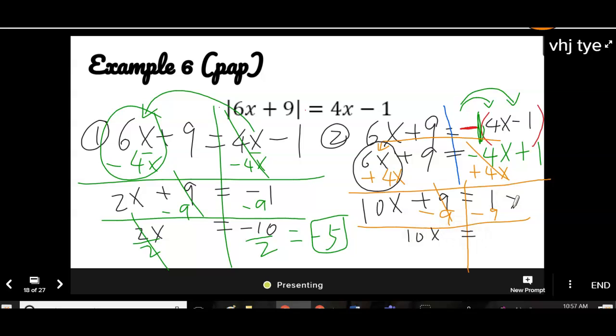On the other side, add up those numbers, you have negative 8. Don't forget the sign. And then divide by 10. So you have x equals negative 8 over 10, and you can keep simplifying it. Both numbers can be divided by 2. So divide by 2. Negative 8 divided by 2 is negative 4. 10 divided by 2 is 5. So this is the simplest fraction, negative 4 over 5. That's your answer.